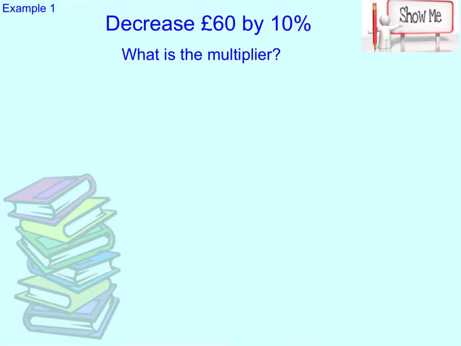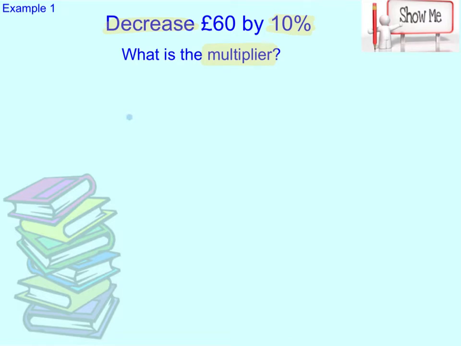We're going to look at multipliers today, okay? So all we're going to do today is just focus on these multipliers, and then in the next lesson I'll show you how we use them to do our percentage work even faster than we already have done, okay? So what we have here is it says decrease by 10%, okay?